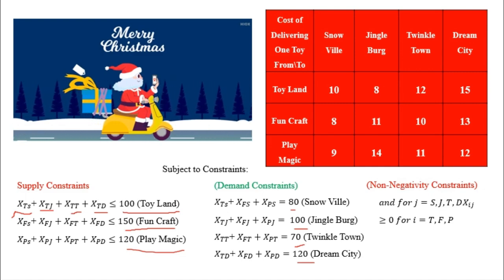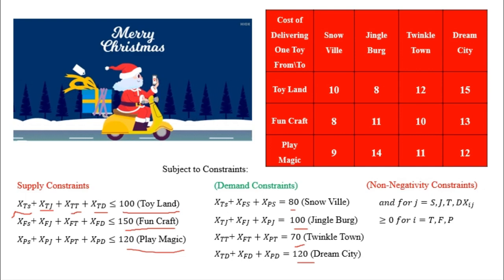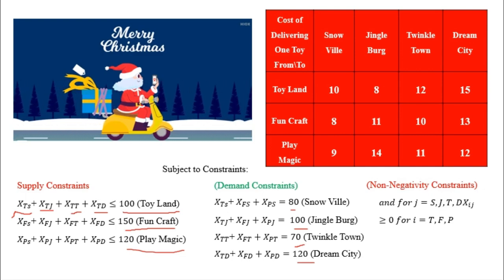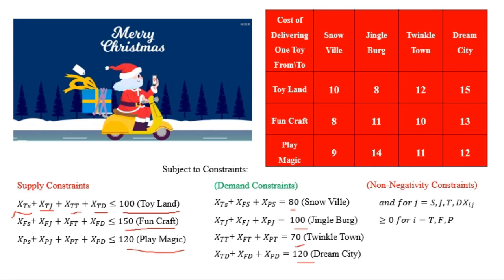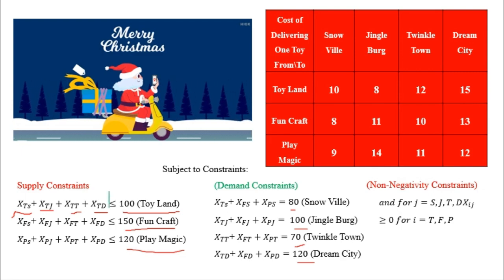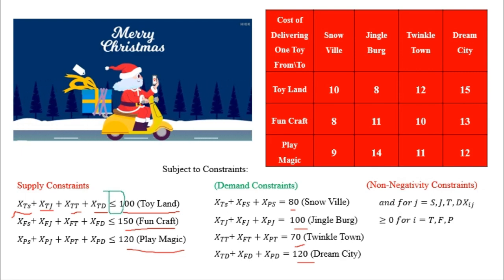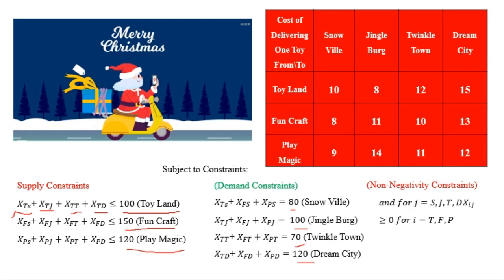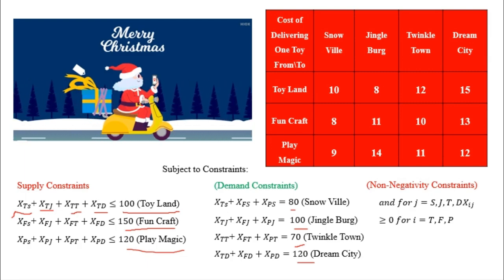But how many quantities in total can Toyland supply? That is 100. So obviously he cannot deliver more than the supply, right? That is the reason we are having a less than or equals to inequality over here. I hope this is clear to all, that is why we have a less than or equals to inequality for the supply constraint over here.